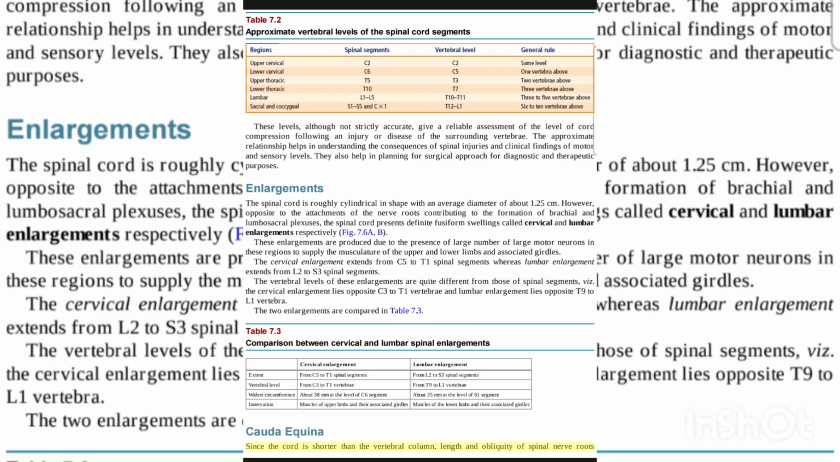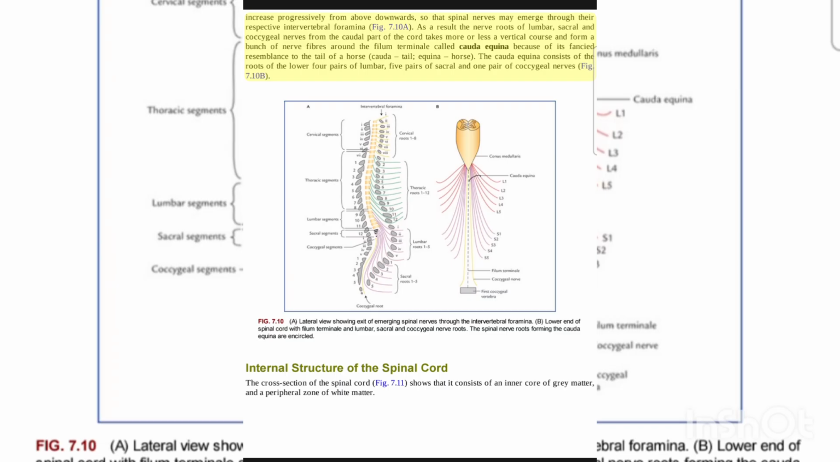Cauda equina. Since the cord is shorter than the vertebral column, length and obliquity of spinal nerve roots increase progressively from above downwards, so that spinal nerves may emerge through their respective intervertebral foramina, Fig. 7.10a. As a result, the nerve roots of lumbar, sacral and coccygeal nerves from the caudal part of the cord take more or less a vertical course and form a bunch of nerve fibers around the filum terminale called cauda equina because of its fancied resemblance to the tail of a horse, cauda, tail, equina, horse.